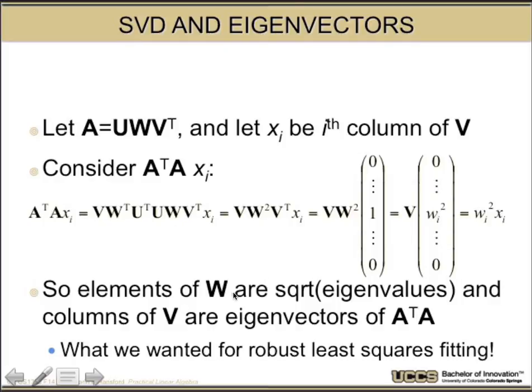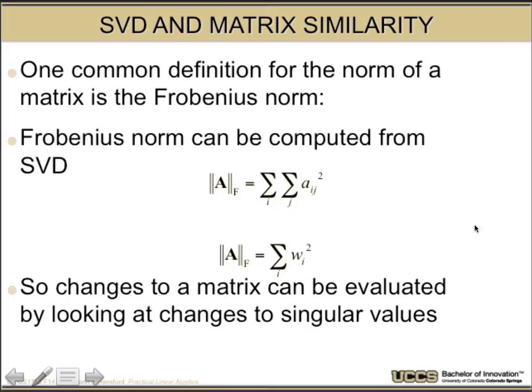So the elements of W also turn out to be the square roots of the eigenvalues, and the columns of V are the eigenvectors of A transpose A, and that's what we wanted for this robust least squares fitting. So one of the nice things about SVD is I can take the SVD and just take elements of V to get my eigenvectors of A transpose A. If you think back to your face experiments for your second programming assignment, you could have gotten the eigenvectors from A transpose A or A A transpose from this solution.